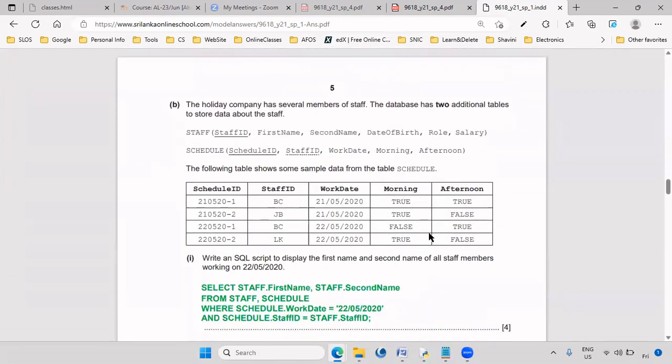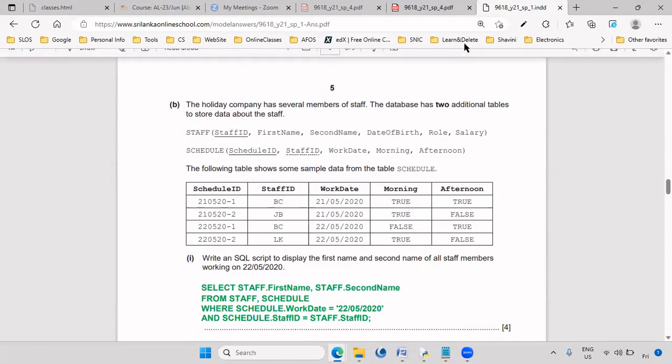The holiday company has several members of staff. The database has 2 additional tables to store data about the staff.